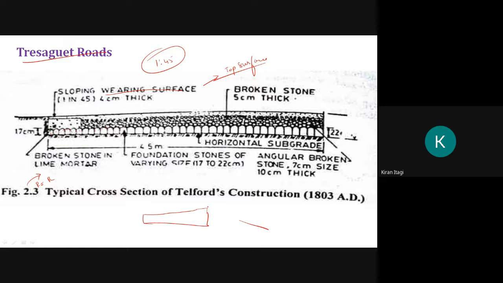Here the substructure was completely horizontal, and the top surface was sloped. They laid the foundation stone of 17 to 22 centimeter, and angular broken stones of 7 centimeter to 10 centimeter thick. Means they have made layers.